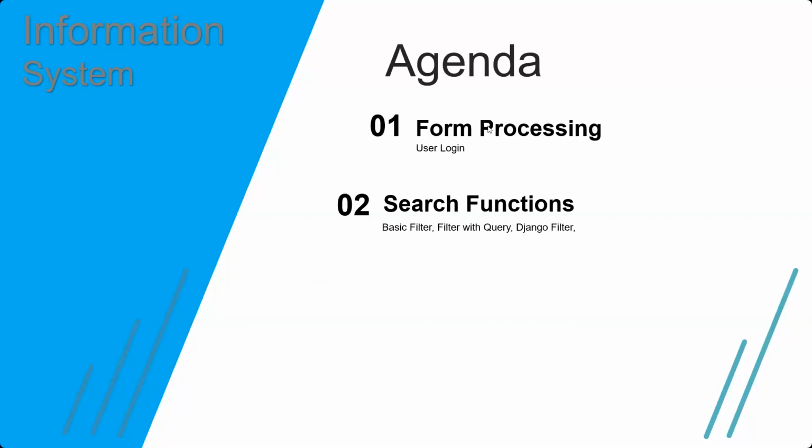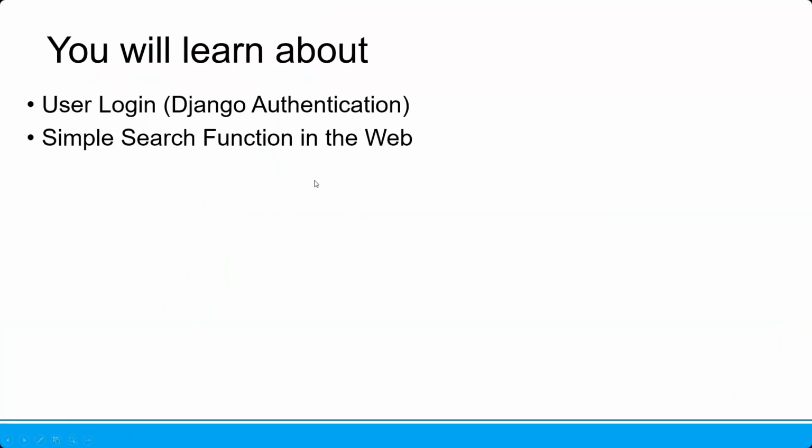So in the form processing, I will just use the user login. Okay, we are going to learn how to make the user login in Django. And the second section, we are going to learn about how to use some filtering function. Okay, so there are two things we will learn. First is using the Django authentication. We are going to make a user login. And we are going to find a way to do the simple search.